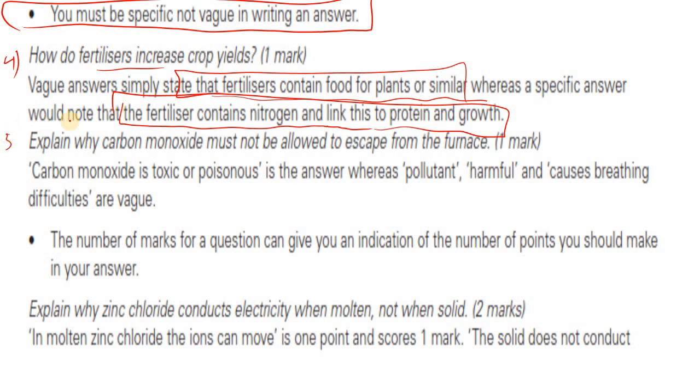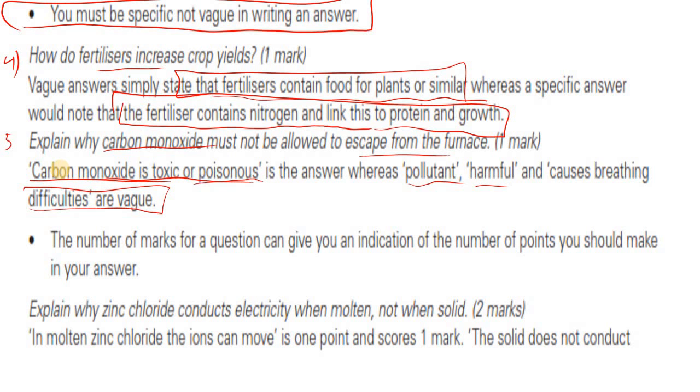Now the fifth one: explain why carbon monoxide must not be allowed to escape from the furnace. This is a 1 mark answer. What should the answer be? Carbon monoxide is toxic or poisonous. This is the perfect answer, whereas answers like "pollutant," "harmful," or "causes breathing difficulties" are not perfect answers. So the correct answer is that carbon monoxide is a poisonous gas.